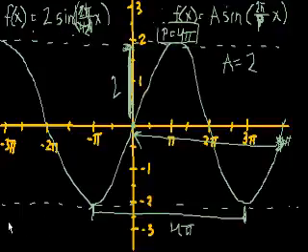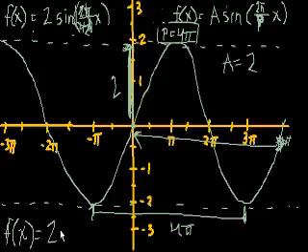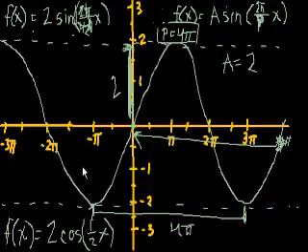And I'll ask you a question. What would this function look like: f of x equals 2 cosine of 1/2 x? Well, it's going to look the same, but we're going to start at a different point. Cosine, what's cosine of 0? When x is equal to 0, this whole term is equal to 0. Cosine of 0, we learned before, is 1. So f of 0 is equal to 2.